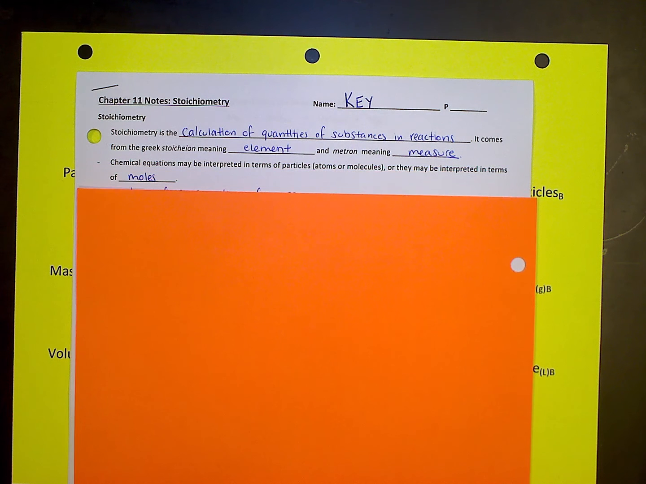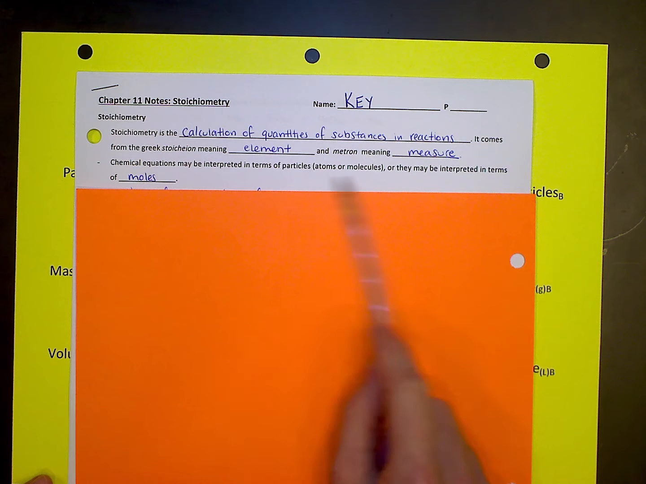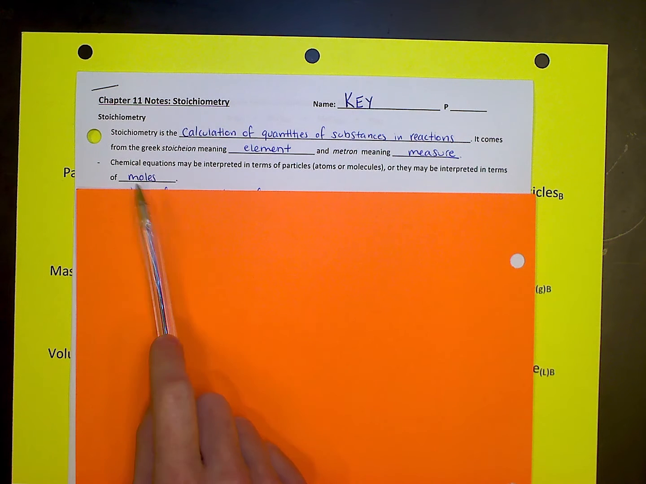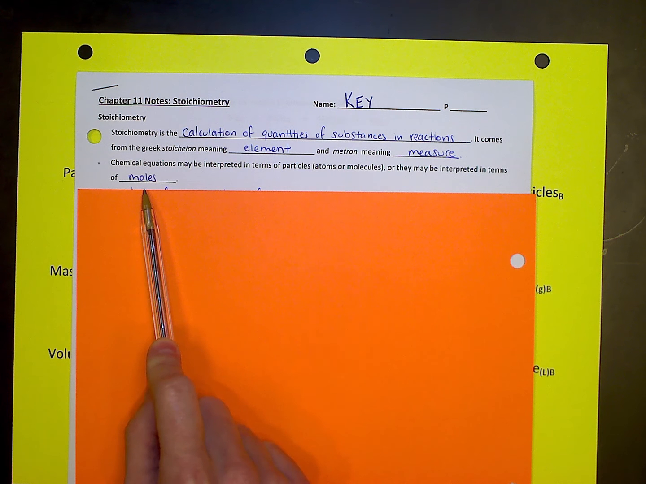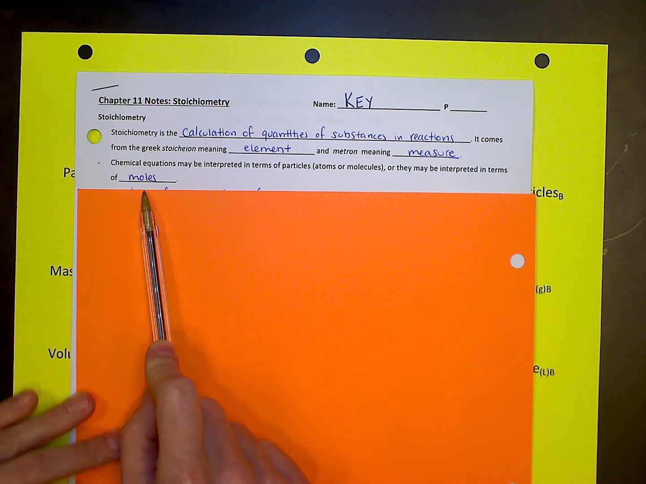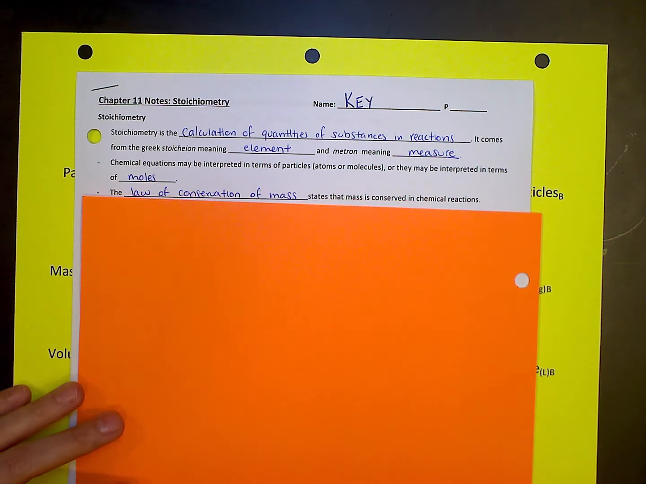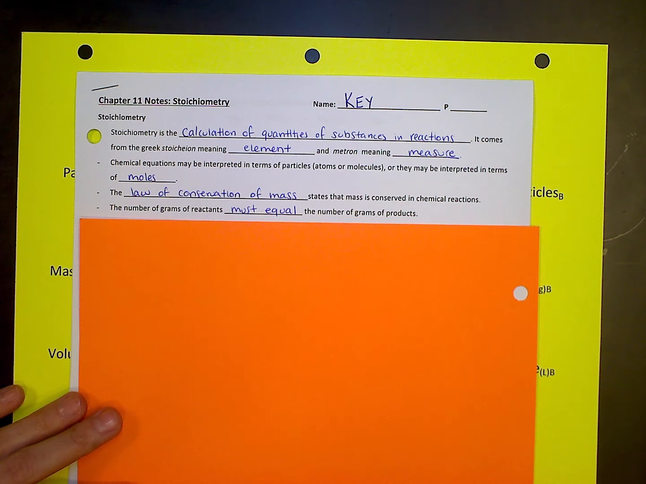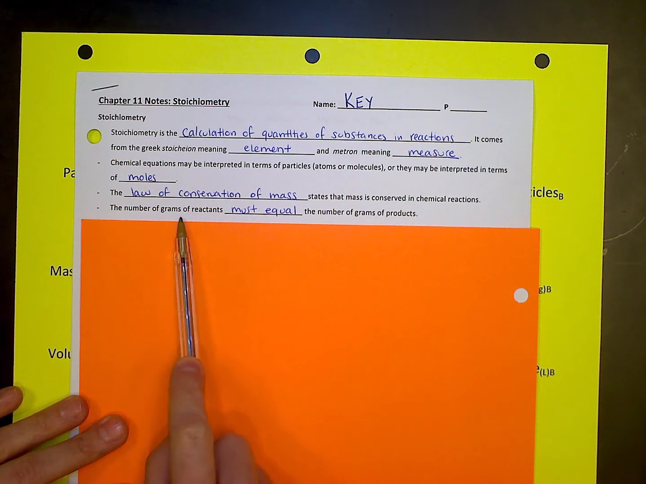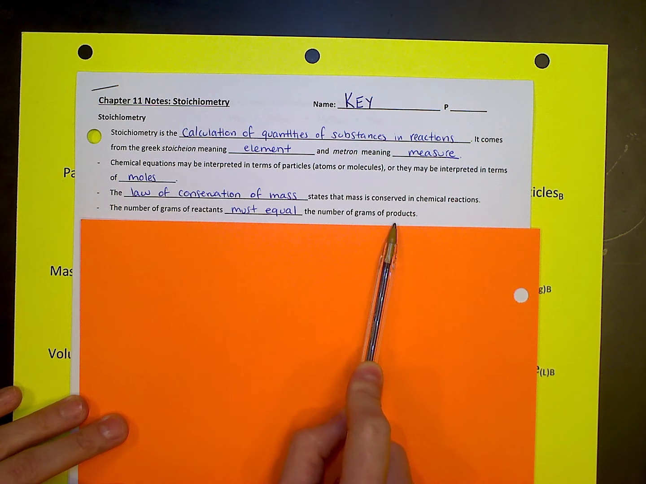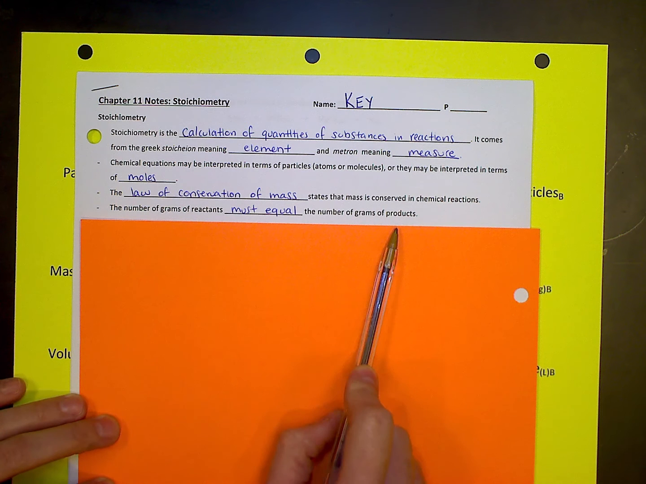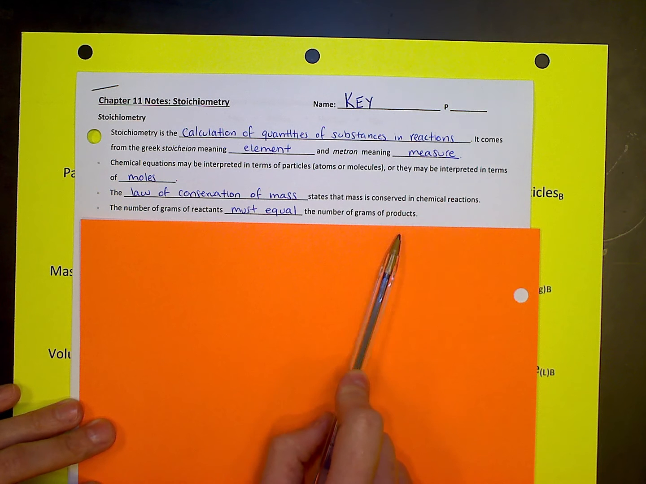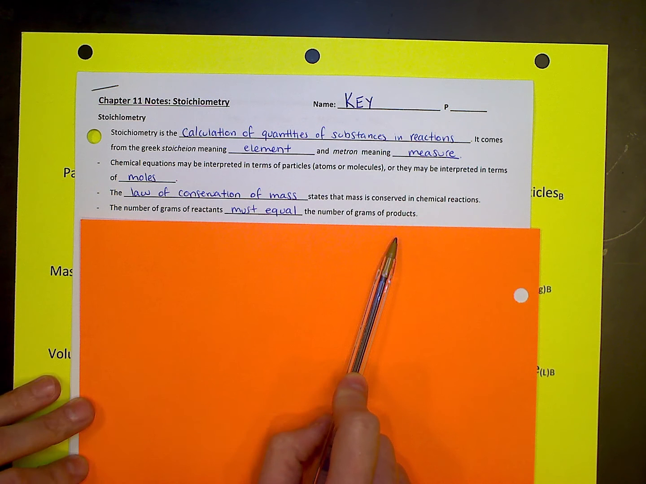Let's see. Chemical reactions or equations must be interpreted in terms of particles, or they can be interpreted in terms of moles. Moles, remember that was from the last unit, and that's going to come up a whole lot in this chapter as well. The law of conservation of mass states that mass is conserved in chemical reactions. So that means the number of grams of reactants must equal the number of grams of products in any given reaction, and that's going to be a really useful thing for us to be using. It's really why stoichiometry works.